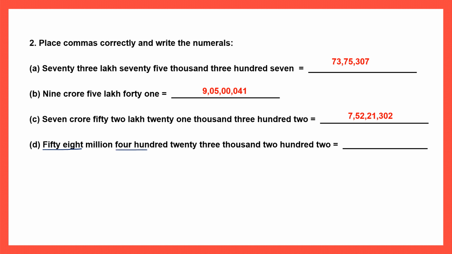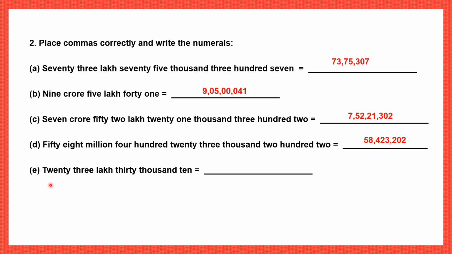Then you write 423. 423 is this normal. 423,000. Then you have 202. So here what do we have? 58 million. That's the first period. 423,202. So let's see that. So that's 58,423,202.